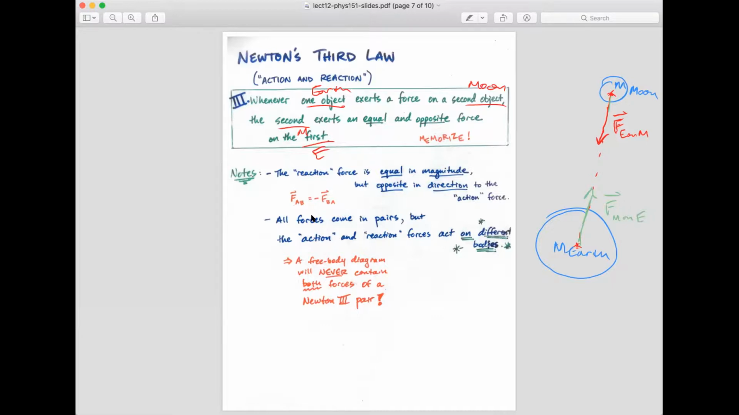And what about the magnitude? The magnitudes need to be exactly equal. They have to be exactly the same. Notice how I've tried to draw the two vectors the same length on the screen. But you might say, well, wait a minute, the Earth is so big. Doesn't it exert a bigger pull on the moon than the moon exerts on the Earth?